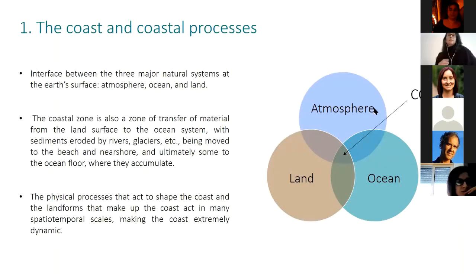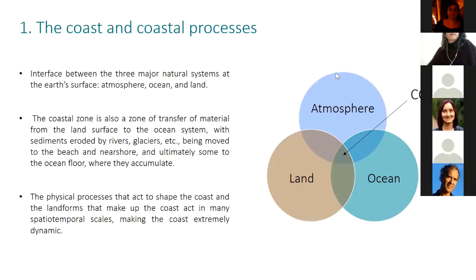So to start with, some of you may be familiar with the coastal zone. The coastal zone is the interface between three major natural systems, which are the atmosphere, the land, and the ocean. It is an area in which sediment or material is transferred from the land surface to the ocean systems, sediment eroded by rivers, glaciers, etc., that finally reaches the beach and the nearshore, and also maybe the ocean floor.